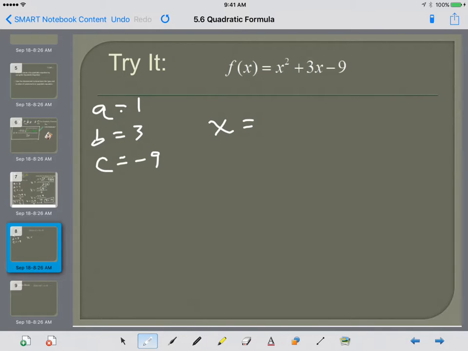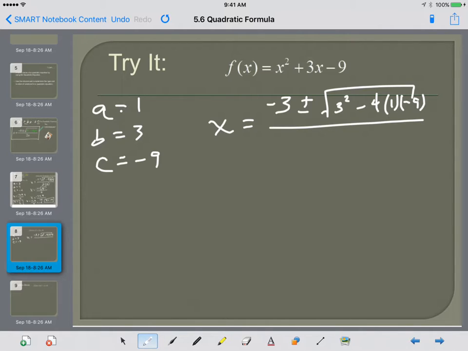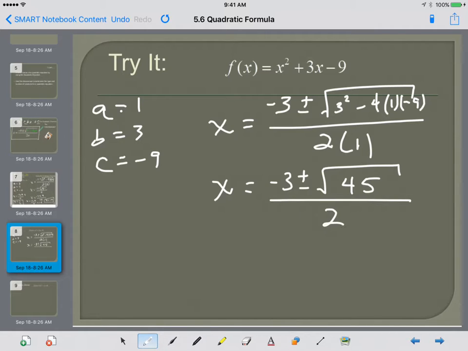x equals negative b. Well, that's going to be negative 3 plus or minus the square root of 3 to the second power minus 4 times 1 times negative 9, all divided by 2 times 1. So we get negative 3 plus or minus the square root of 9 minus, we have negative 4 times 1 times negative 9. Negative 4 times negative 9 would be positive 36. 9 plus 36 is going to be a positive 45, all divided by 2.